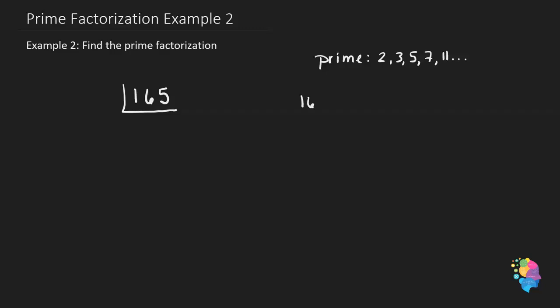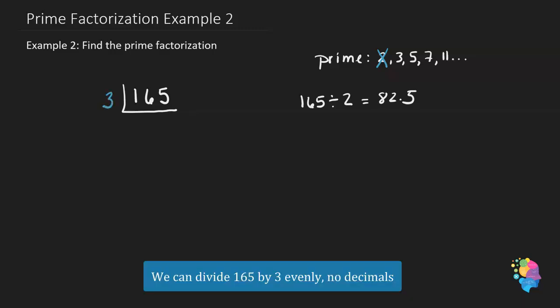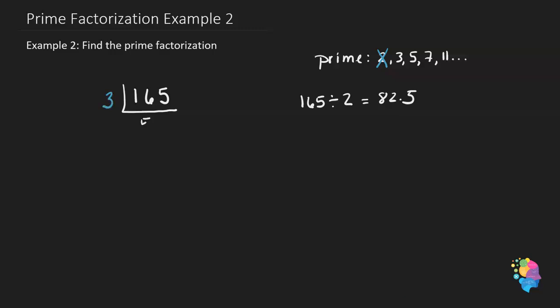If I do 165 divided by 2, I'm going to get a decimal. I'm going to get 82.5. So that means that I cannot start or use the 2. So we're going to have to move to the next number. In this case, it is 3. We try to see if we can divide 165 by 3, and we can. 165 divided by 3 is 55.